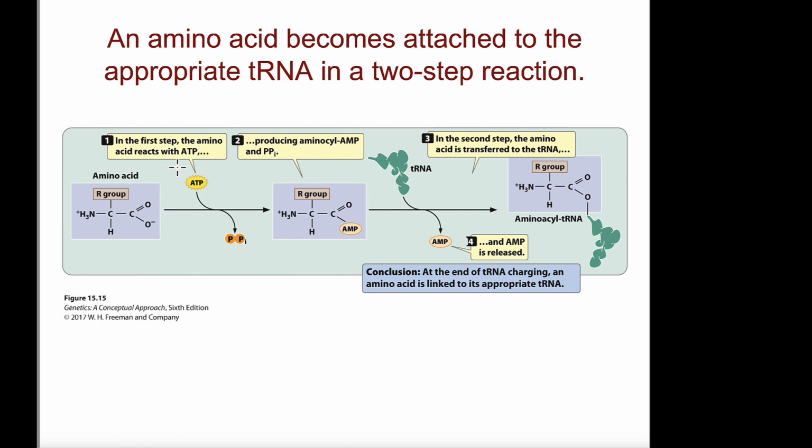So the first step is the amino acid reacting with ATP. Here's the amino acid reacting with ATP and producing aminoacyl AMP. Two of the phosphates are released, so it is an energy-driven reaction. Here's your tRNA. The next step is the amino acid is transferred to the tRNA, what you see here. At the end of the charging, an amino acid is linked to its appropriate tRNA at that 3' acceptor arm. Again, it is the enzyme that is helping to carry that out, and it is an energy-utilizing reaction.